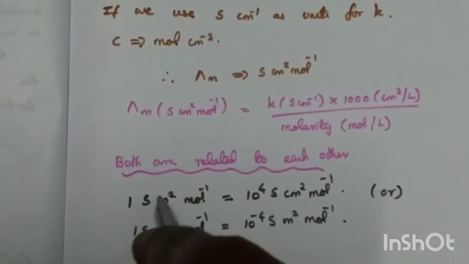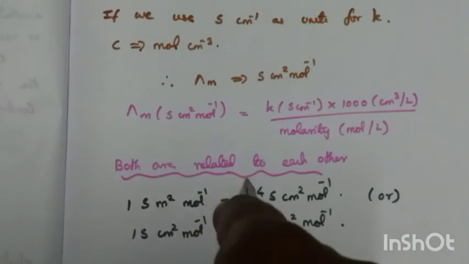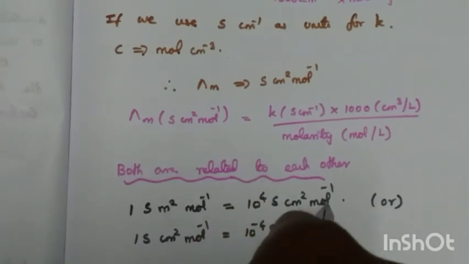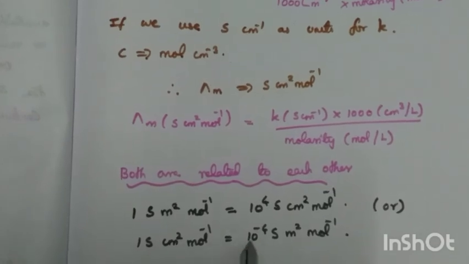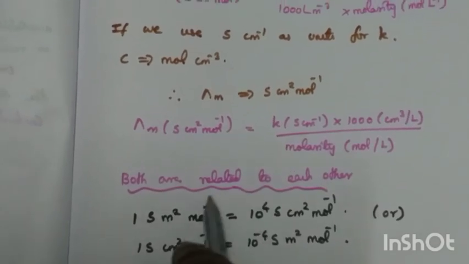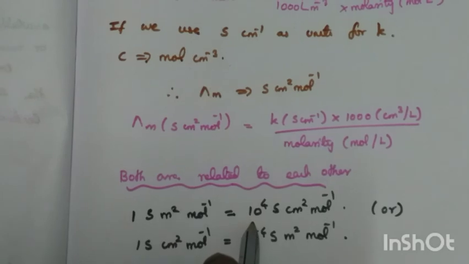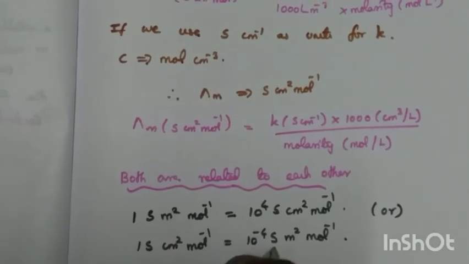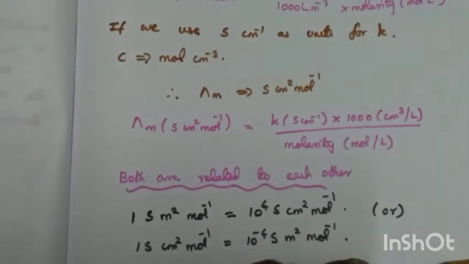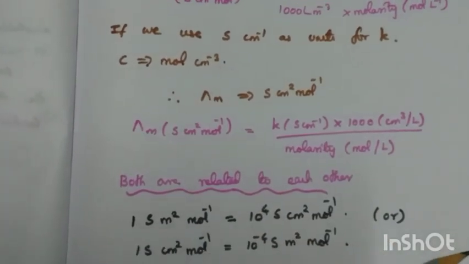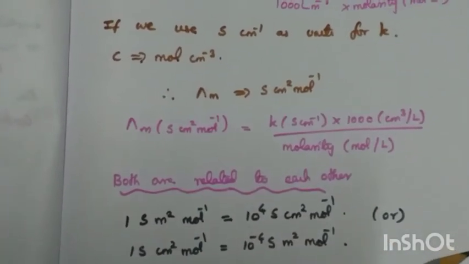1 Siemens meter square mole inverse is equal to 10 power 4 Siemens centimeter square mole inverse. And 1 Siemens centimeter square mole inverse is equal to 10 power minus 4 Siemens meter square mole inverse. Meter to centimeter means 10 power 4, centimeter to meter means 10 power minus 4. So these are the derivations. Next class we are going to see problems related to this.